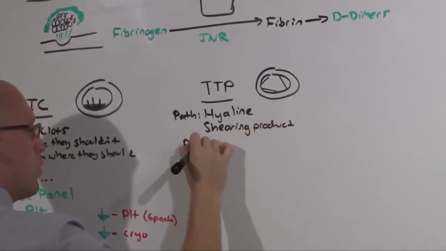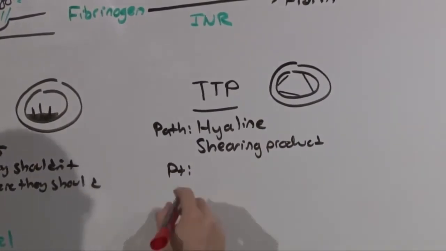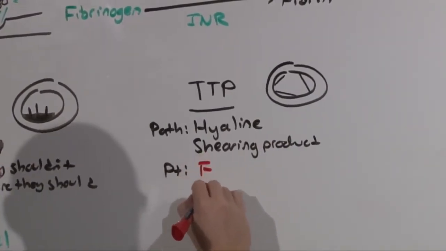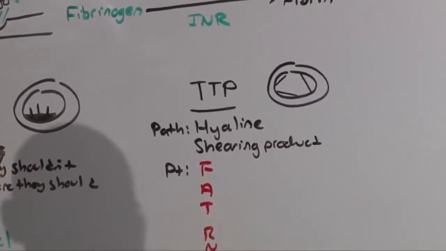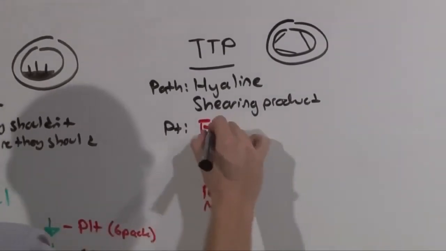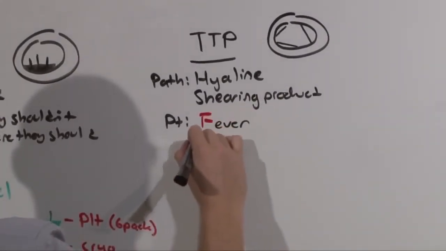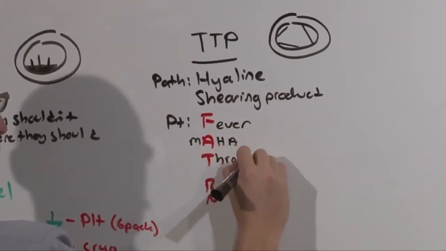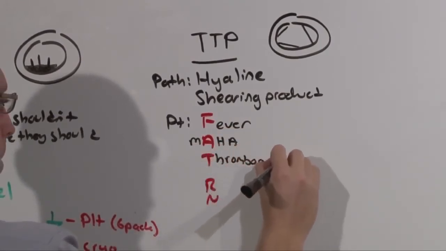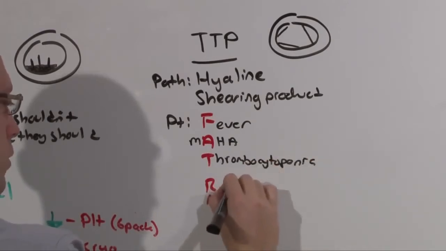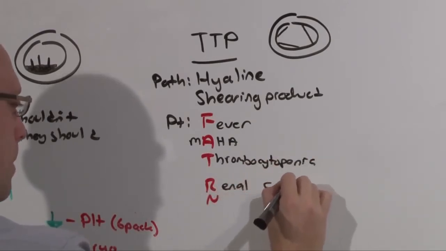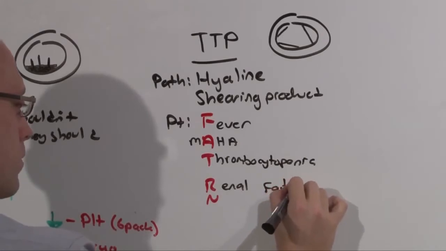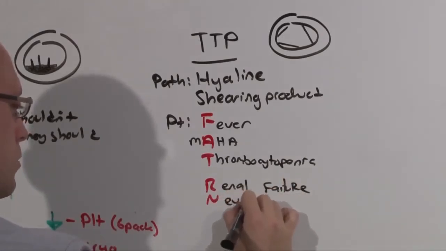You probably remember from medical school, the patient presents as a FAT RN. That is to say, fever, microangiopathic hemolytic anemia, thrombocytopenia, renal failure, and neurologic symptoms.